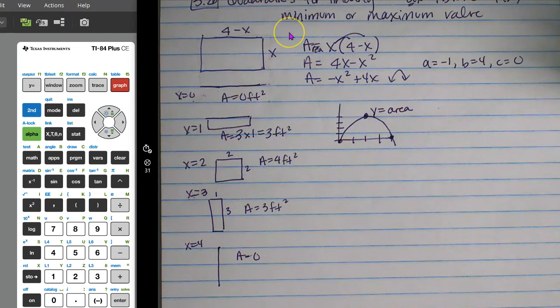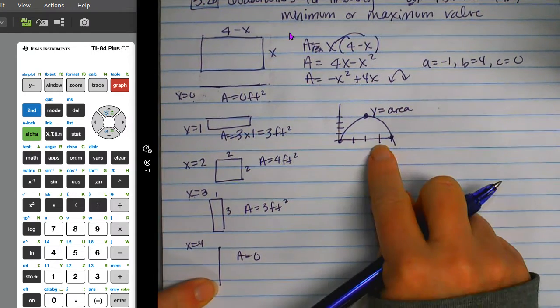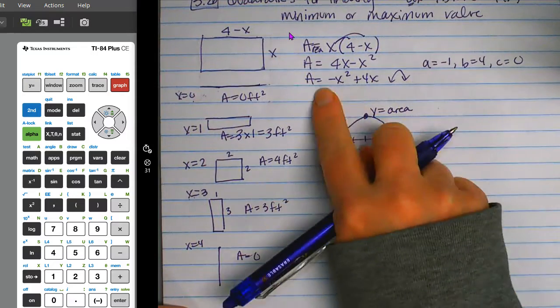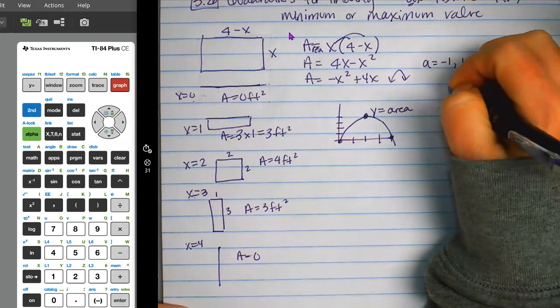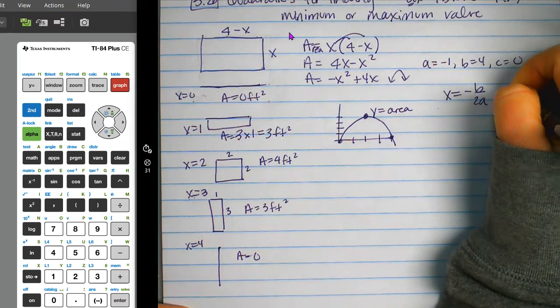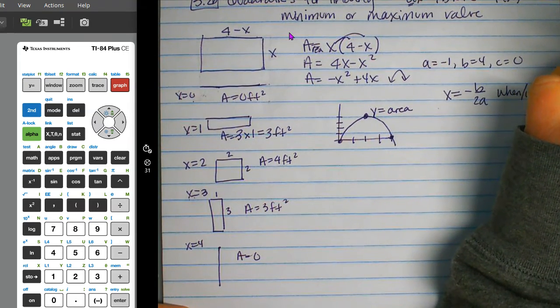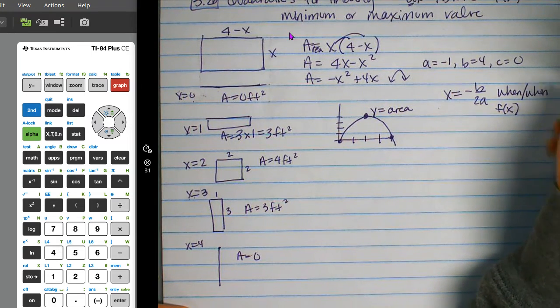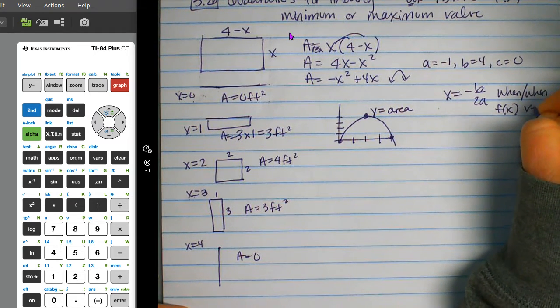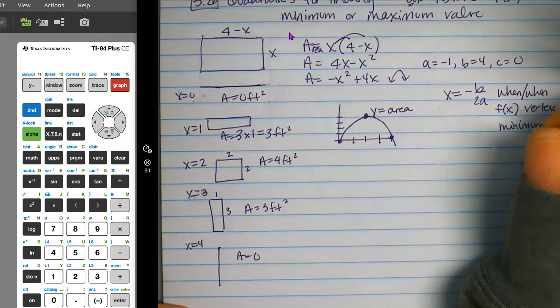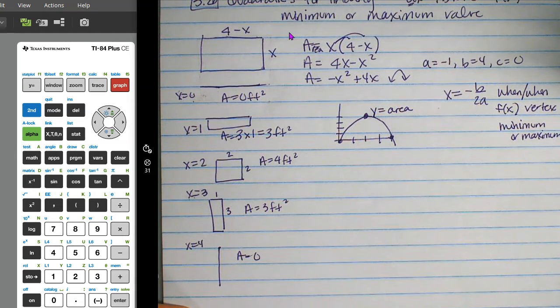Now, how does that help us? Well, this is a lot of work to talk about this one example when we've already said that if you have standard form, you can use the equation x equals negative b over 2a to find where or when the equation, the f of x or a of x or whatever you're doing, has a vertex. And the vertex represents the minimum or the maximum, depending on if it's an up parabola or down parabola.